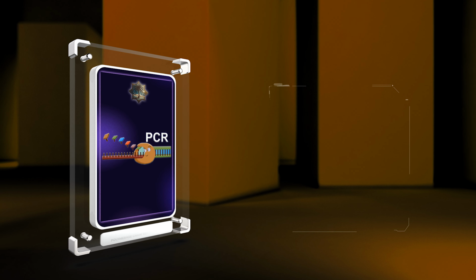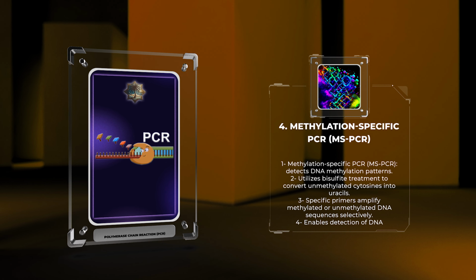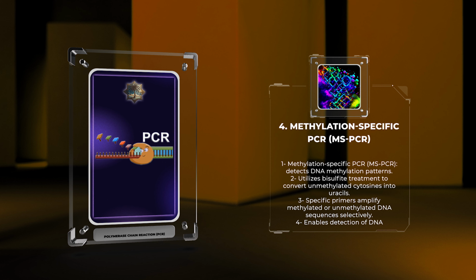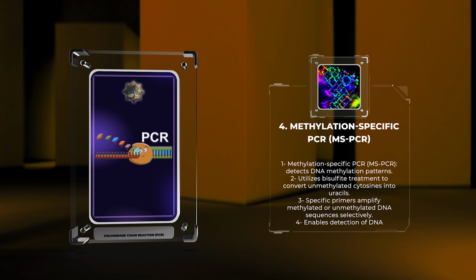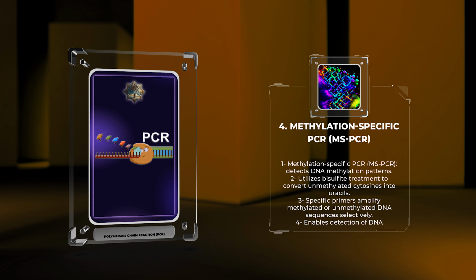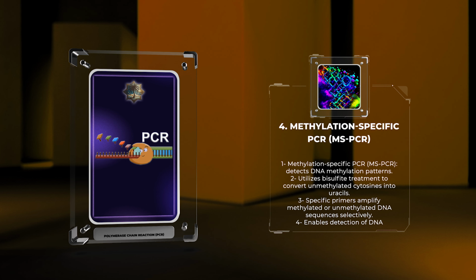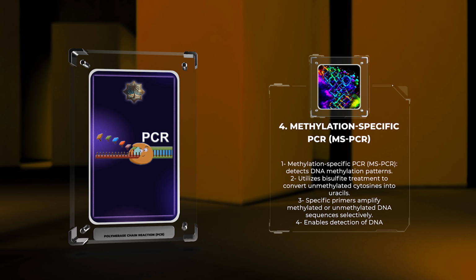Methylation-specific PCR, MSPCR, is a technique employed to detect DNA methylation patterns, which play significant roles in gene regulation and epigenetic modifications. This variant utilizes bisulfite treatment of DNA samples to convert unmethylated cytosines into uracils, while methylated cytosines remain unchanged. Following bisulfite treatment, MSPCR employs specific primers designed to amplify either the methylated or unmethylated DNA sequences selectively. Differential amplification using these primers enables the detection of DNA methylation patterns associated with gene expression, imprinting, and cancer development.